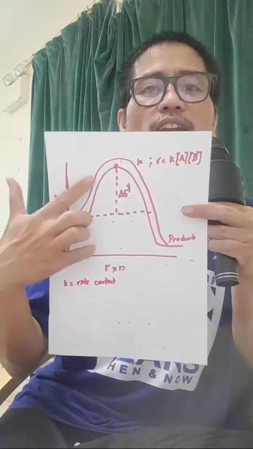And then from here, guys, A plus B to at the half of the transition state. This is the transition state. I have to label it so that we will not be confused. Transition state.